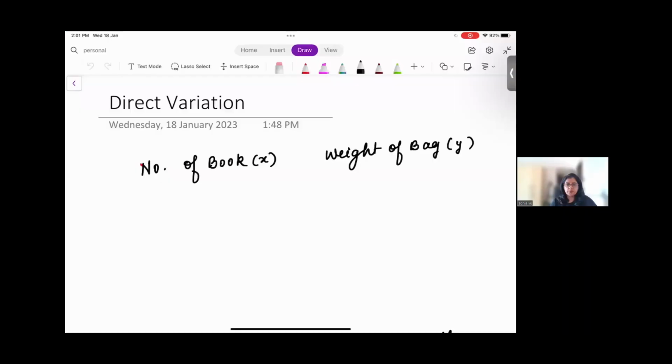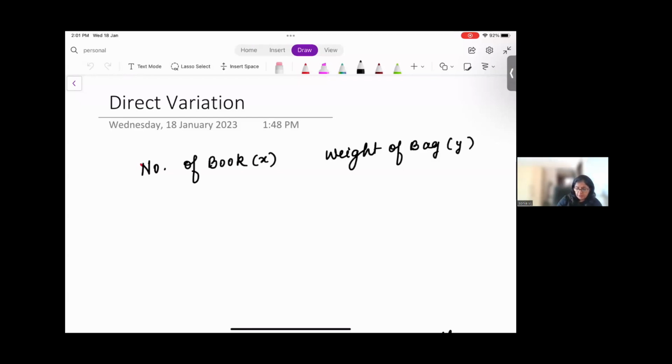Suppose you reduce the books from 5 to 1, the weight of the bag will become lesser. So we see here it is direct variation. As the number of books is increasing, the weight of the bag is also increasing. When the number of books is decreasing, the weight of the bag is decreasing. Now we see here, suppose number of books is X and the weight of the bag is Y.